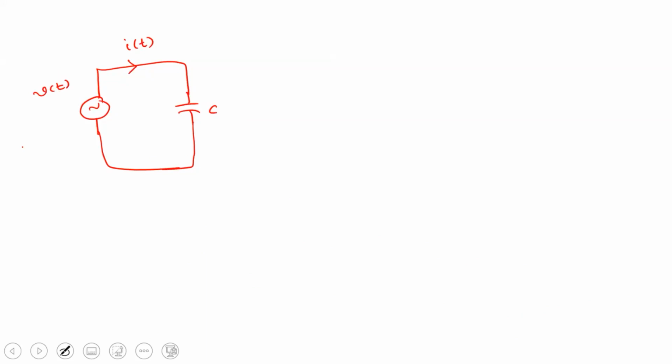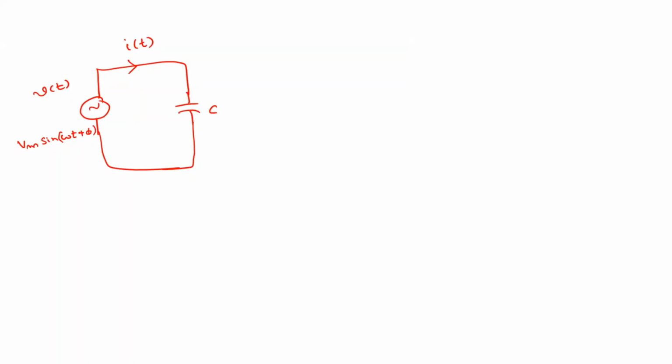Let us assume that V of t is equal to Vm sine omega t plus phi. Now we need to find out the current I.